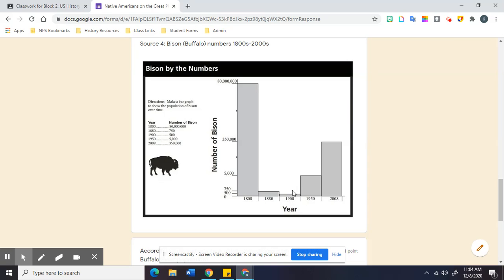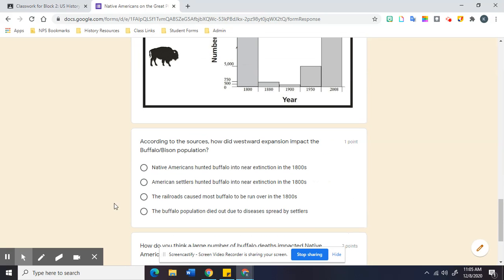And around this time is when you start to see the first conservation and environmental movements. So the buffalo bison does start to gain traction. So in 1950, there's 5,000. And then by 2008, the population is back up to 350,000. But there used to be 80 million buffalo estimated to be here.